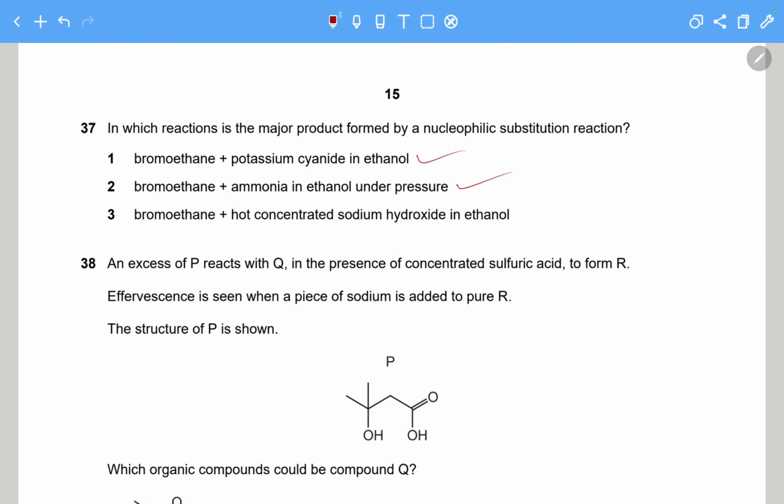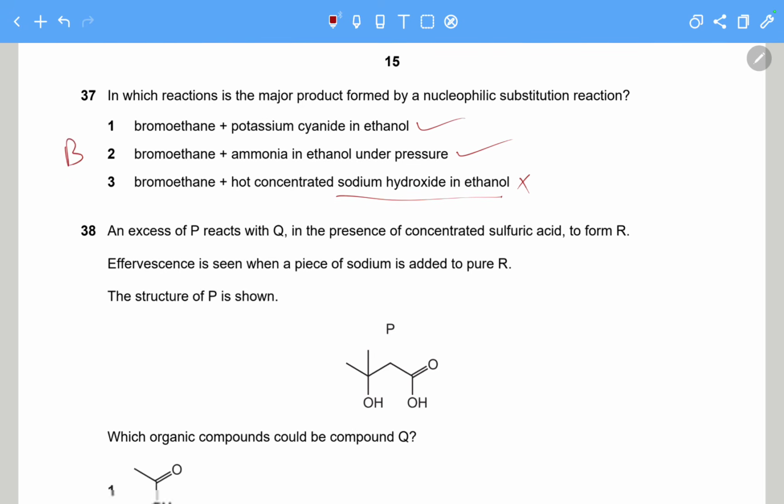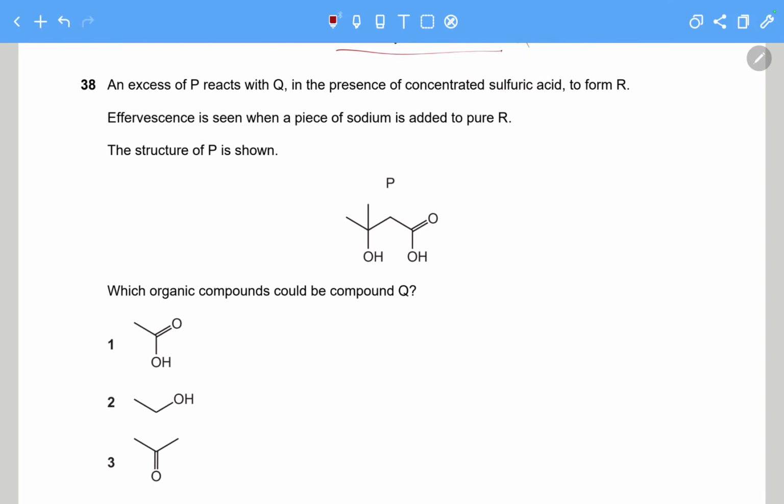Bromoethane plus hot concentrated sodium hydroxide and ethanol? No, this is elimination. Remember, these conditions are for elimination, so this is wrong. Answer will be B.